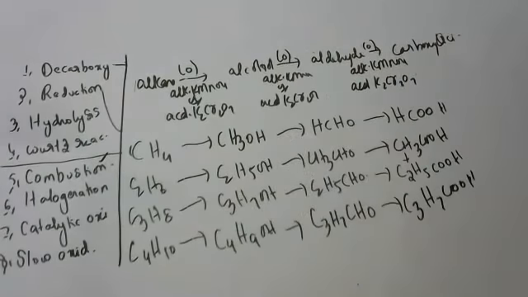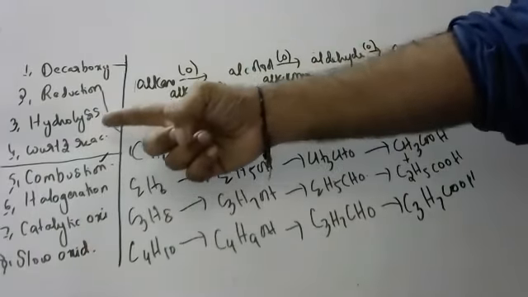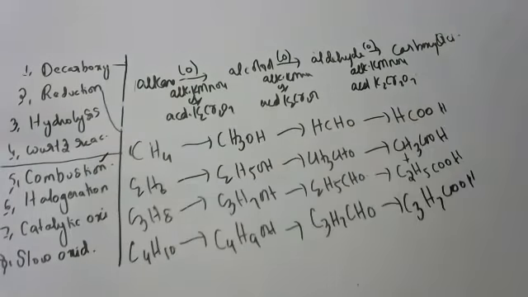You will never forget. So four preparations: decarboxylation, reduction, hydrolysis, Wolff's reaction; and the properties are combustion, halogenation, catalytic oxidation, slow oxidation. Do up to decane whether they ask you or not. You become perfect. And that's it.